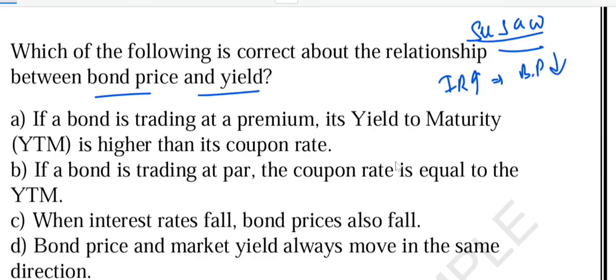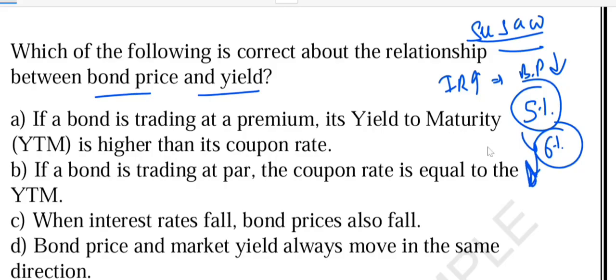For example, imagine you own a bond paying 5% interest. Suppose interest rate goes up, so bond price will go down. I am just giving you an example. Suppose you own a bond that pays 5% interest, and now the new bond pays 6%. What will happen? Your 5% bond will become less attractive, so its price will drop.